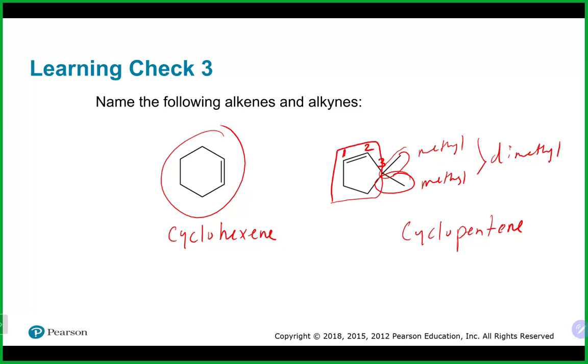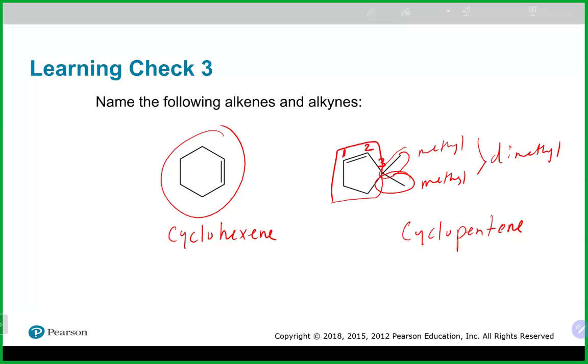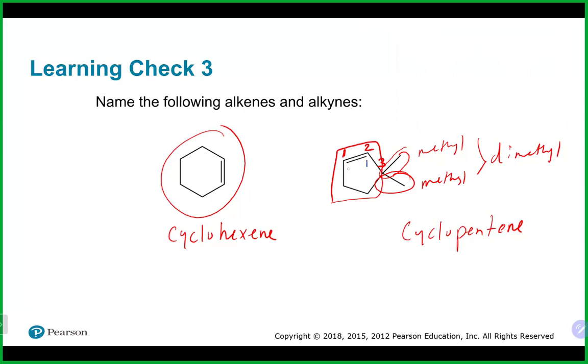If we went in the other direction, as you can probably see, you're going to get a much larger number than 3. If you went in this direction, 1, 2, 3, 4, and 5, obviously that is much larger. So we would want to number going this way. And we do need to give both numbers here. That's going to be 3,3-dimethylcyclopentene. Any questions on that one there?